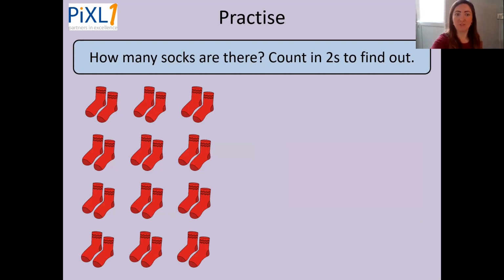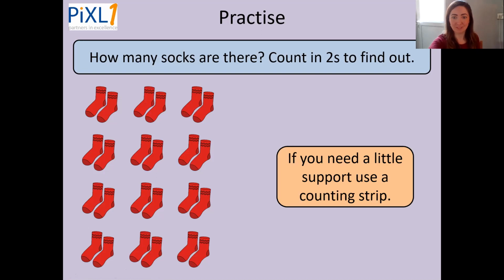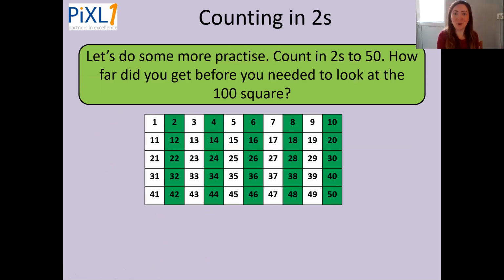So let's count them in twos to find out how many socks there are. Count with me. 2, 4, 6, 8, 10, 12, 14, 16, 18, 20, 22, 24. Okay, now you pause here and have a try. If you need a little support, don't forget you can always use the counting strip from the previous slides. So 24 socks. Let's do some more practice.